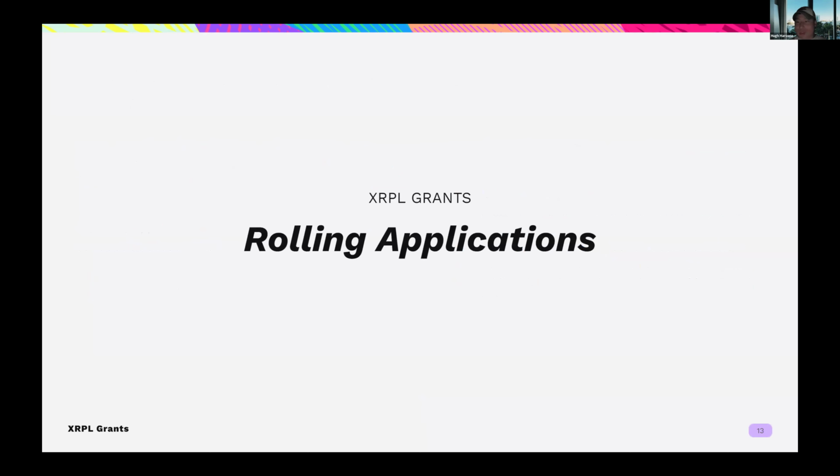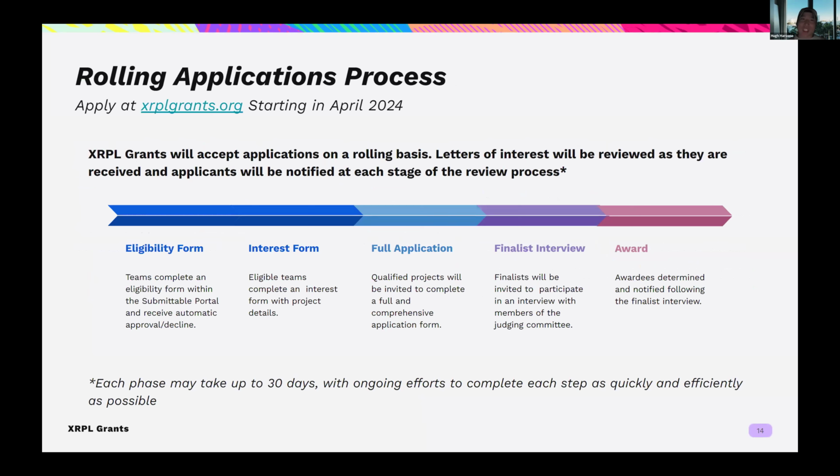And just to dive a little bit deeper into rolling applications. So what does the rolling applications period look like? Basically, there's a couple of different stages. Each stage takes up to 30 days, but we're trying to cut this down. I think we've gotten the process down to as little as 15 to 20 days per stage. Basically, you submit an eligibility form. After you submit the eligibility form, there's an interest form. The interest form is where you list out a lot of the information. So what your project is, here's our code, here's our specific milestones potentially.